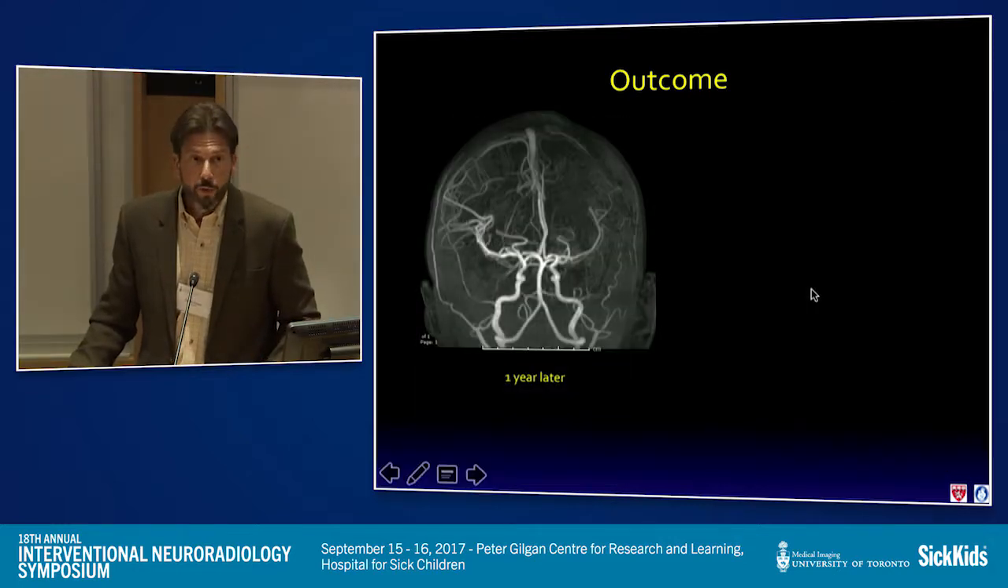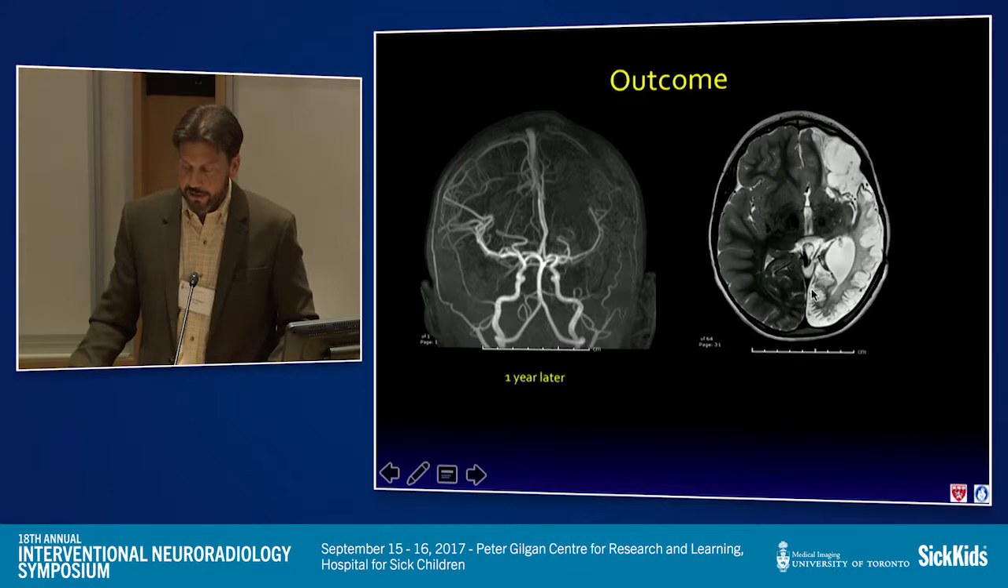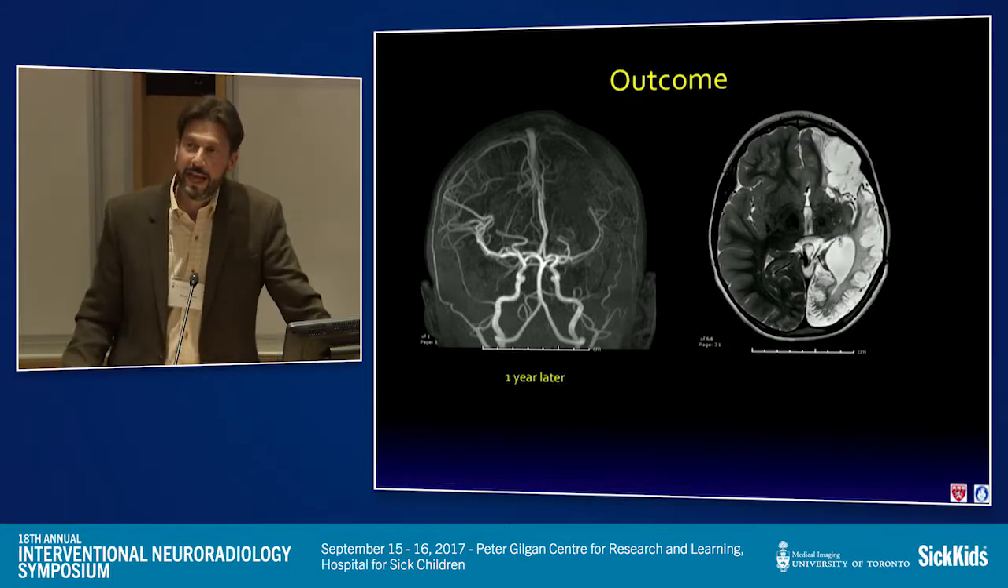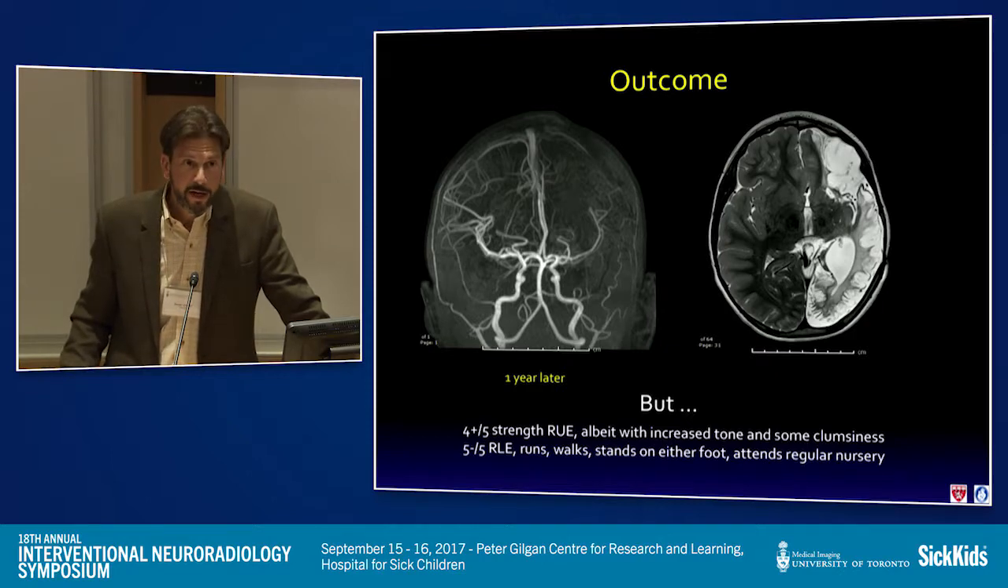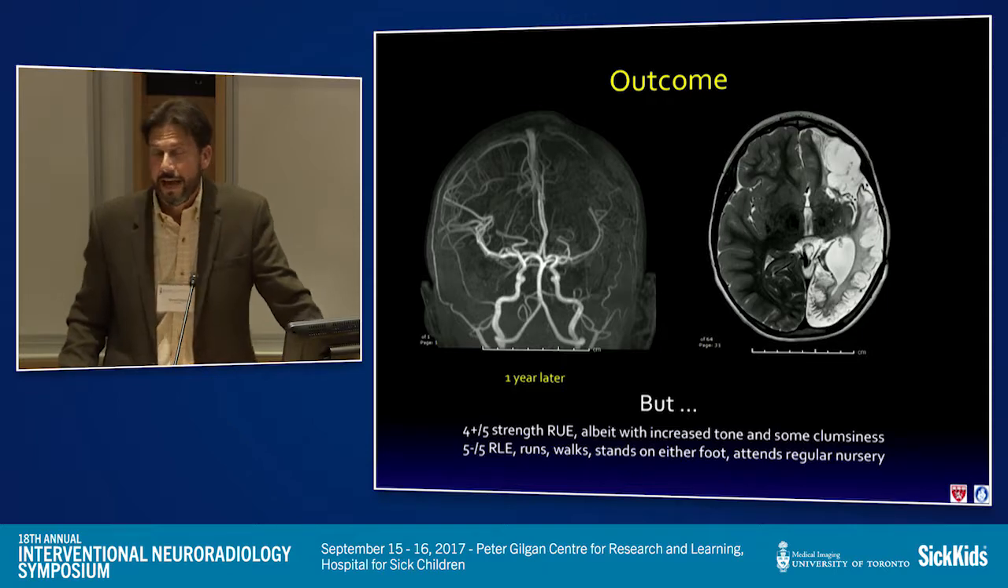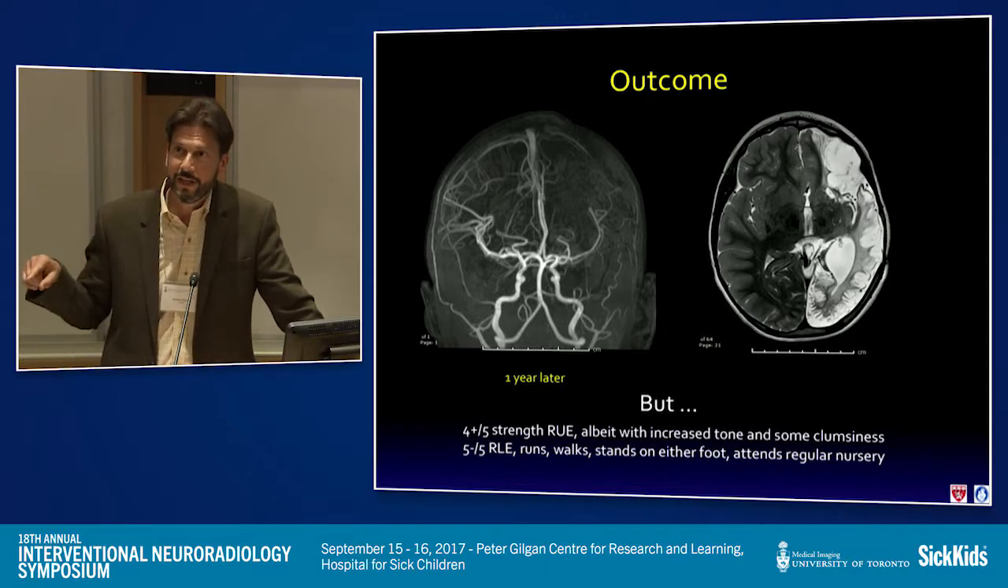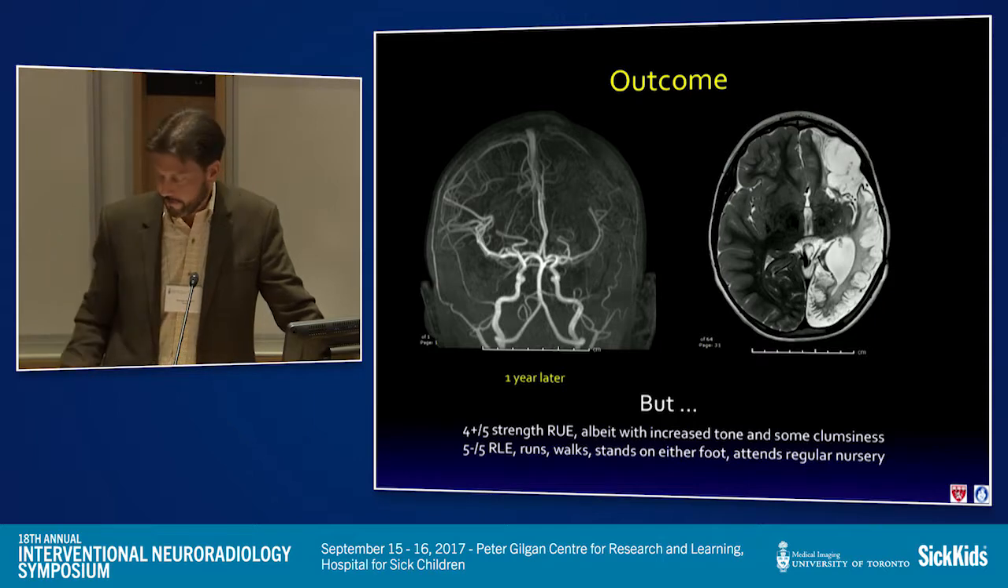But of course, the outcome 1 year later, here's the MRA and here's the T2 weighted scan. You can see really loss of most of that left hemisphere. And yet, this child has very good strength in the contralateral arm with some increased tone. He has very good strength in the contralateral leg. He runs, he can stand on either foot, he attends regular nursery, communicates perfectly well. So the outcome is actually pretty similar to that Shone's case I showed you with a much, much smaller infarction.